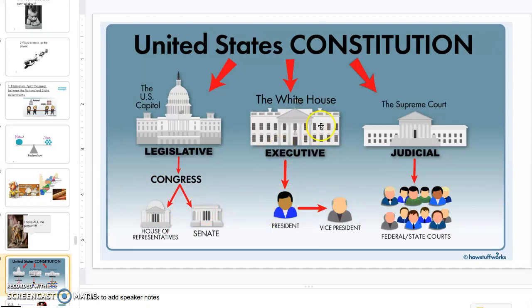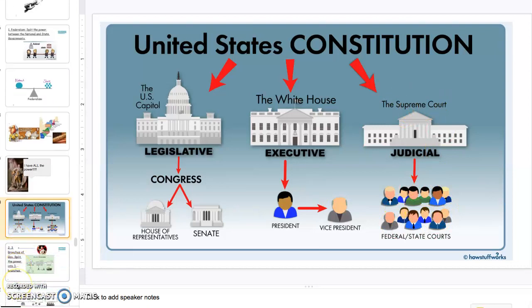In the executive branch, we have the White House with the president and the vice president, and then also the president's cabinet, so kind of advisors. There's like a Secretary of Education and a Secretary of Defense who does the military, and those are all included in the executive branch. And then we have the judicial branch, which is all the courts of the land, but the highest court of the land would be the Supreme Court.